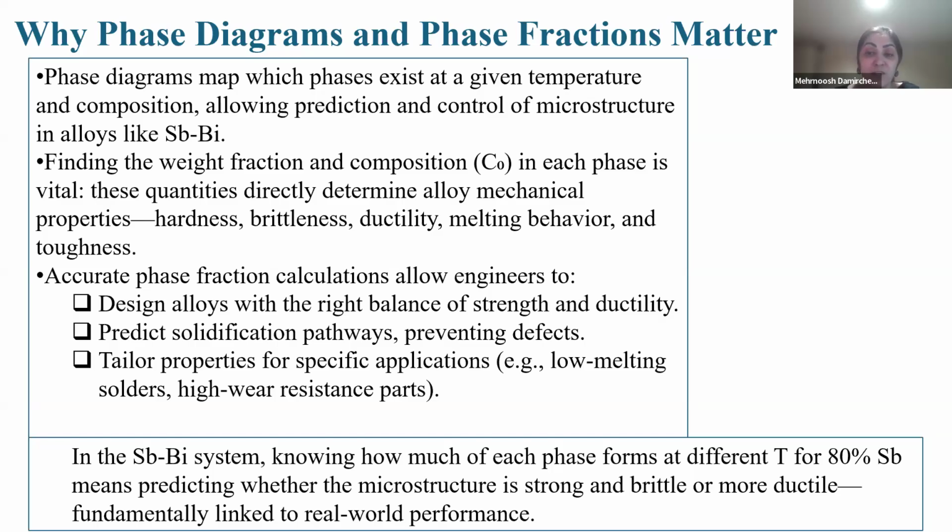By mastering these concepts, you can predict alloy microstructures and mechanical properties like strength and ductility, which are critical for designing safe and efficient materials. The next video in this series will dive deeper into eutectoid alloys and show how phase diagrams guide mechanical property optimization in complex systems.